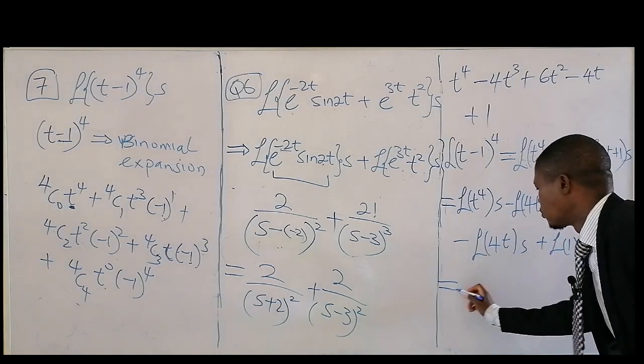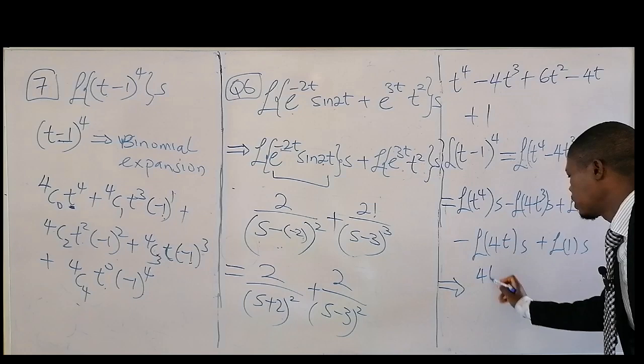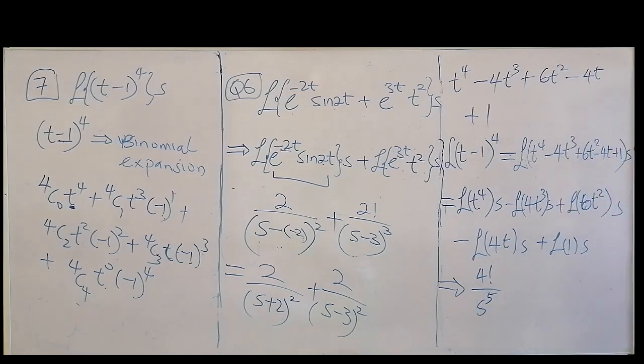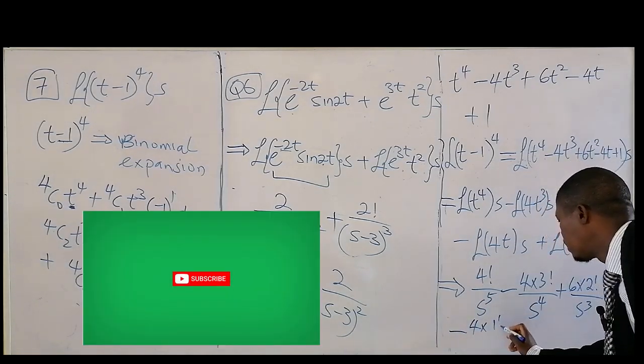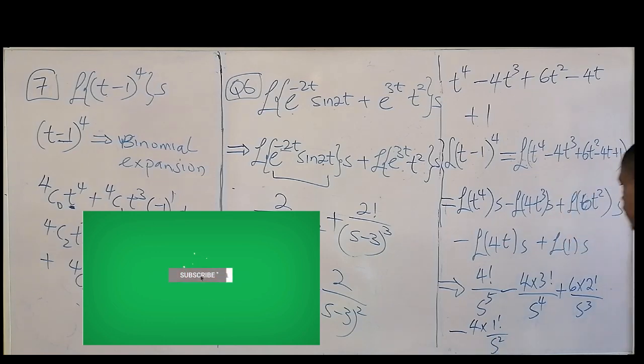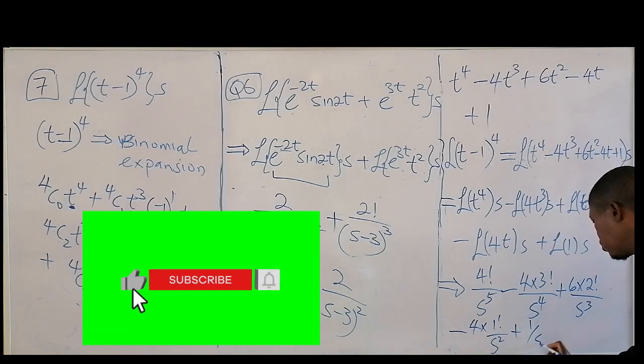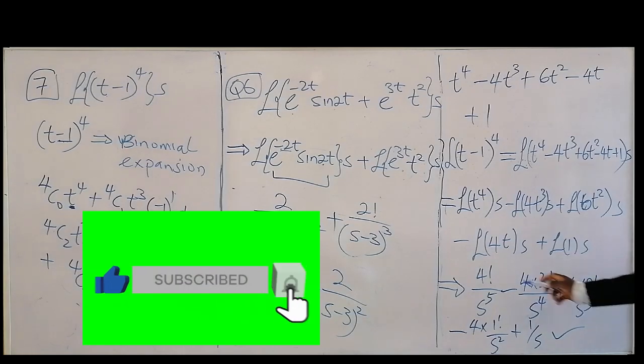So the answer will now be 4 factorial over x to the 5, then minus 4 times 3 factorial over x to the 4, then plus 6 times 2 factorial over x cubed, then minus 4 times 1 factorial over x squared, and then plus 1 over x. So that's that. The only thing for you to do is just to do the algebra.